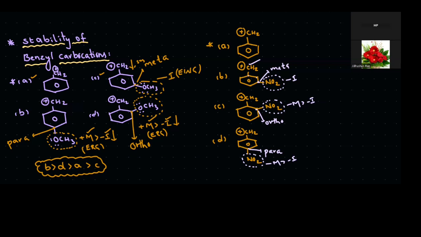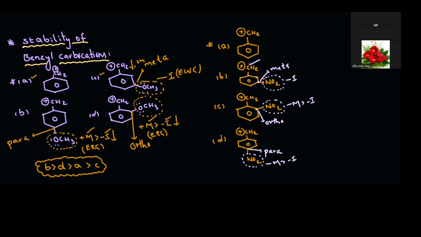Now C and D compounds are always the least stable carbocations. Very least. Why? Because minus M means it effectively withdraws electrons through the resonance or the mesomeric effect. Compared to that, in A and B conditions, a minus I group is present at meta, and this also withdraws electrons. So based on these four compounds, B, C, D are less stable than the first compound.